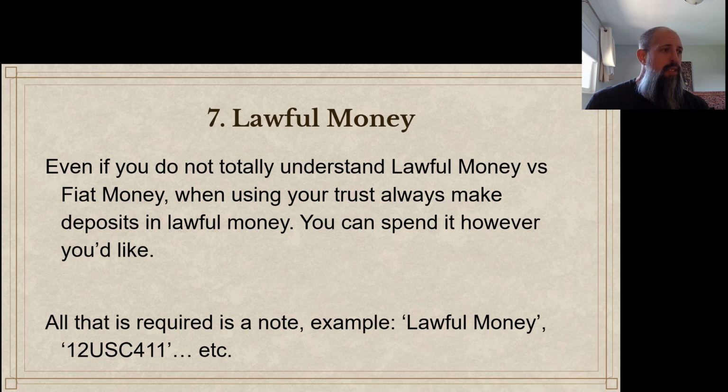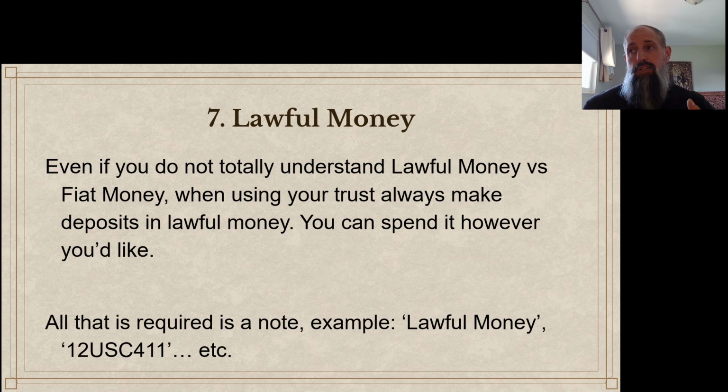Now, this is the last slide. Fiat money, lawful money, all this stuff is super confusing. It can be very difficult. Do not let this keep you from creating a trust, okay? I've told you the important things to remember, but over time you'll start to see it, okay? And all you got to do is every time you deposit it, you got to put on a note. Lawful money, 12 U.S.C. 411. The full gamut, redeemed for lawful money per 12 U.S.C. 411. It's just a note.